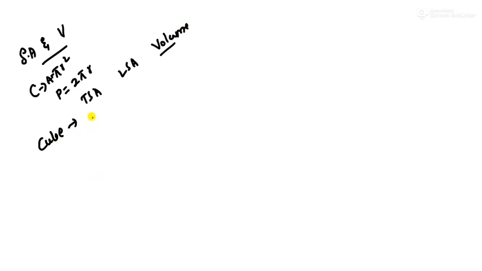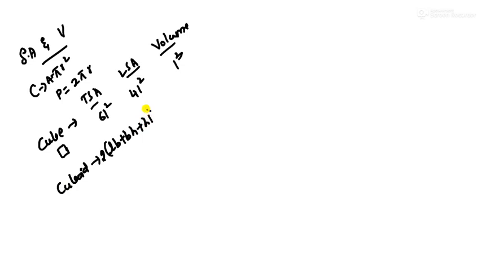For a cube, 6 faces are there, right? One face is a square, so its area is L square. For 6 faces it is 6L square, the TSA. For 4 faces it is 4L square, the LSA. And volume is L cube. For a cuboid, TSA is 2 into (LB plus BH plus HL), and LSA is 2H into (L plus B), and volume is L into B into H. This is similar to a rectangle.